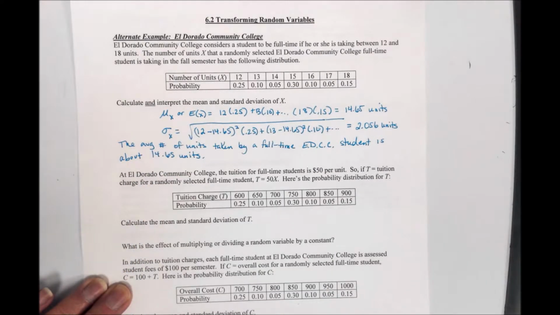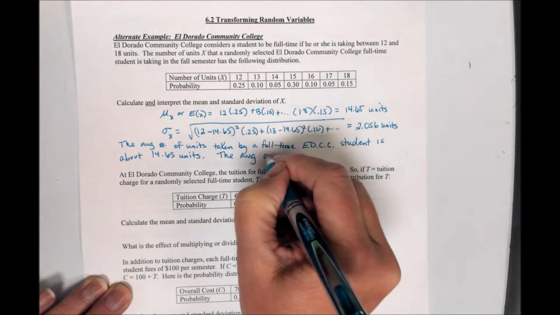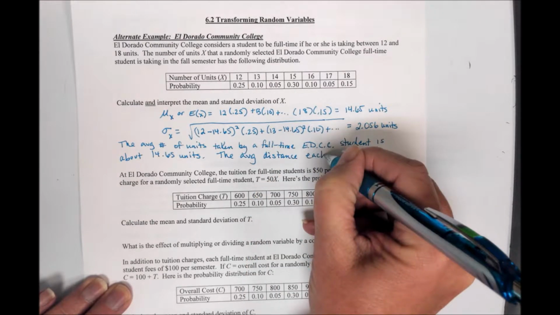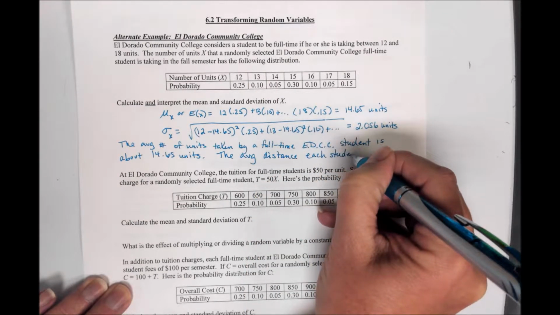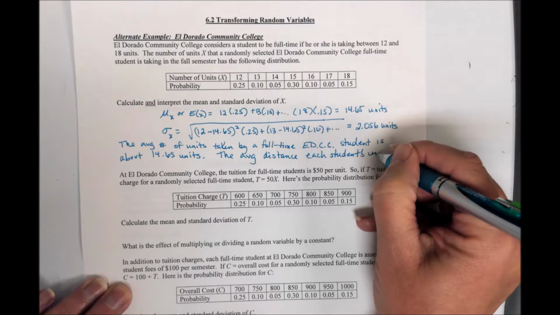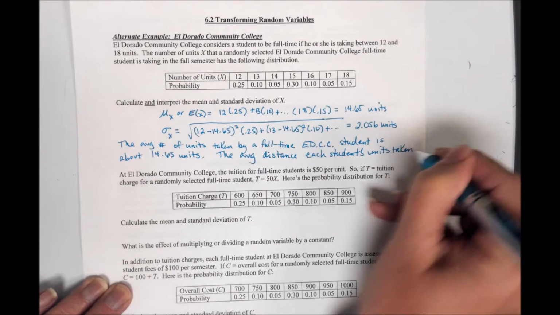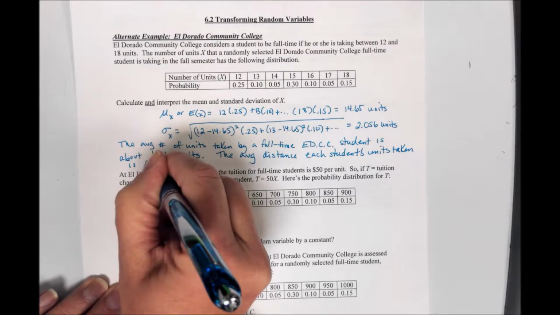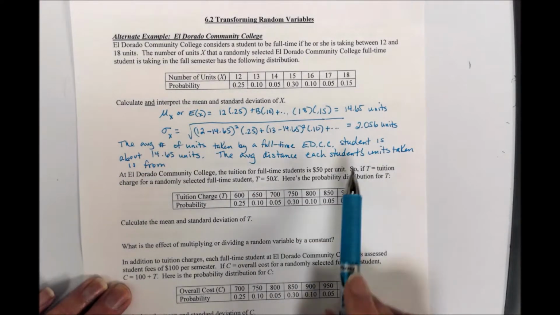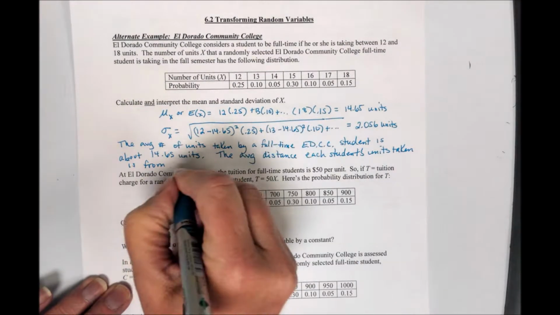And what is the standard deviation? The average distance each student, each individual student, units taken, is from the mean. So again, standard deviation is spread. What's the average distance from each student's units taken from our mean of 14.65.